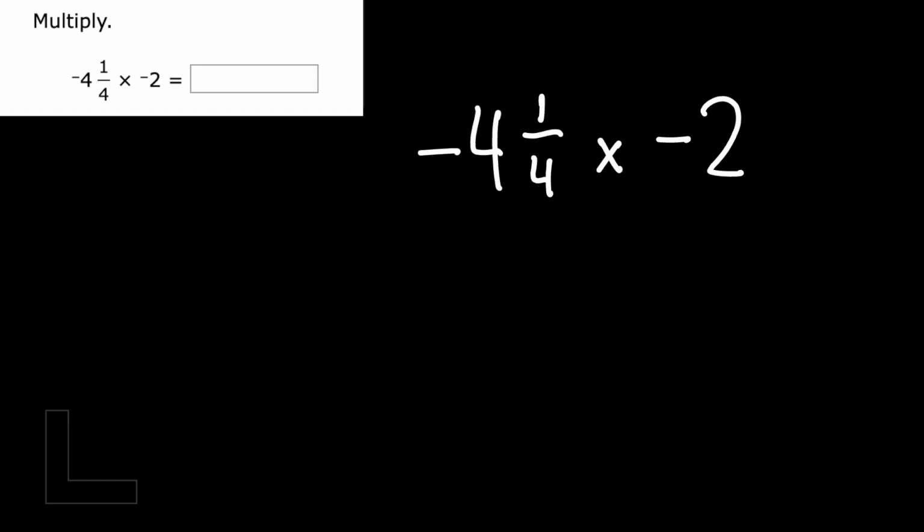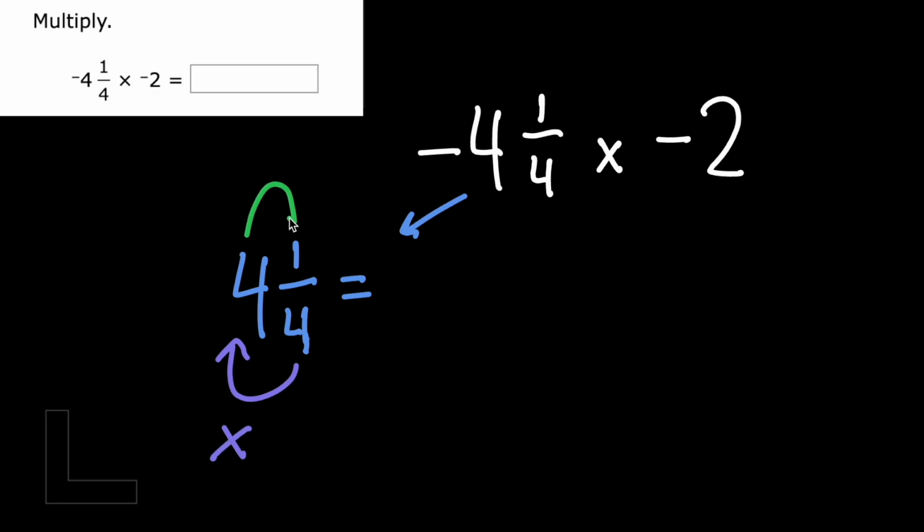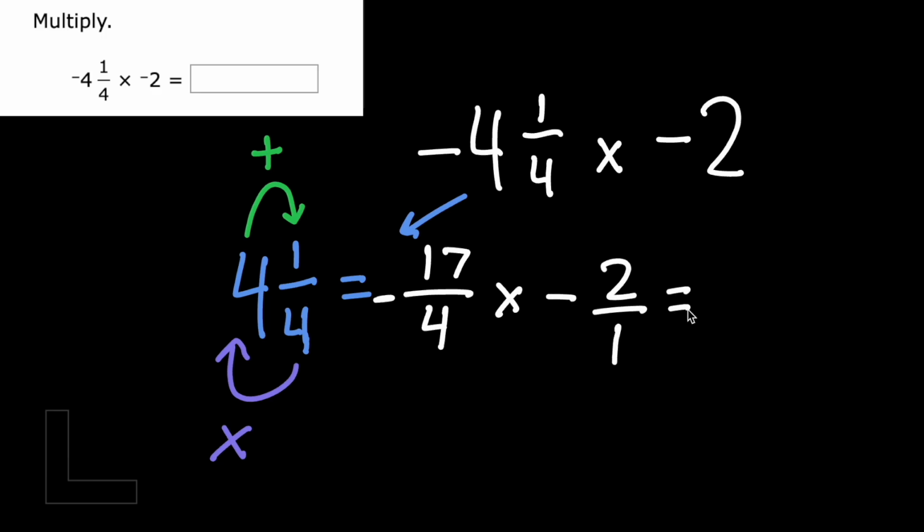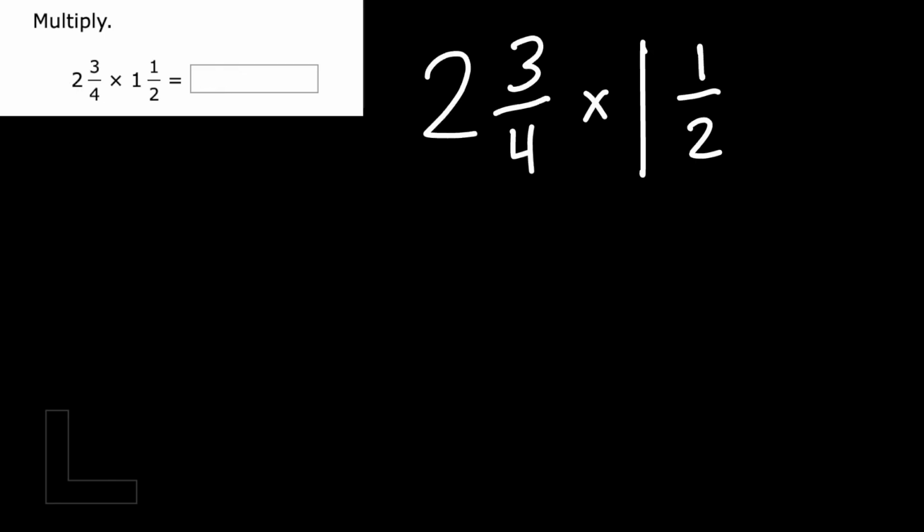Next, we have a mixed number being multiplied by a whole number. And the first step is the same as the last. We need to convert the mixed number into an improper fraction. So first we do 4 times 4 is 16, plus 1 is 17, and we keep our denominator as 4. Now we multiply our -17/4 times -2/1. And since it's negative times negative, that gives us a +34/4.